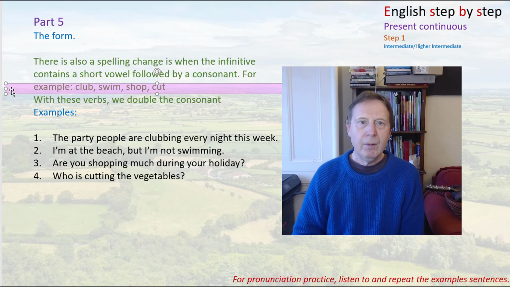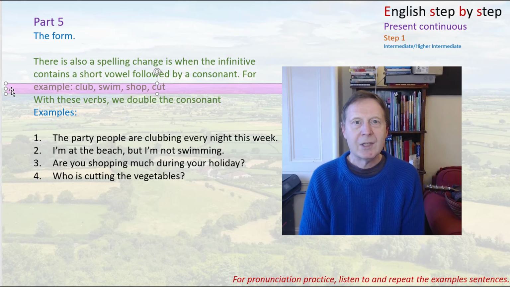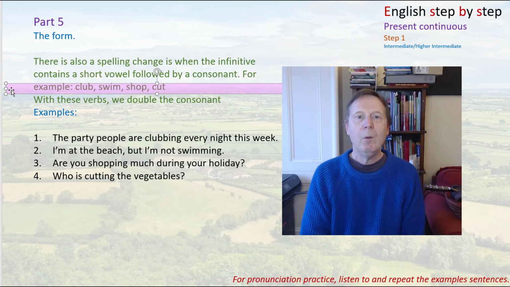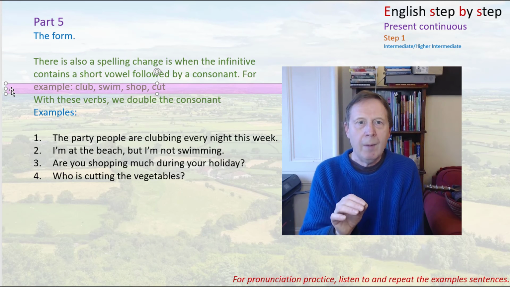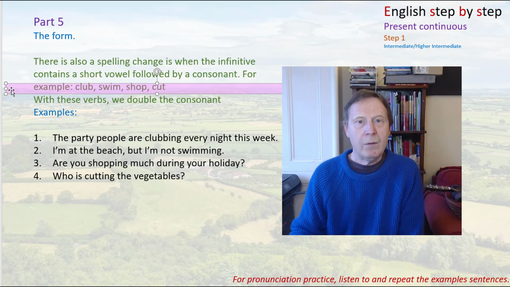Another example, I is a short vowel in swim. And when we make the present participle swimming, we have to have double M. Swim changes to swimming with double M. Again, O in shop changes to double P in shopping. Cut, the sound in cut, we change the spelling to double T in cutting. So there you have short vowels in club, swim, shop, cut. And in all of these we have a double consonant.